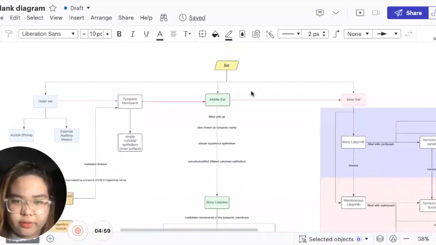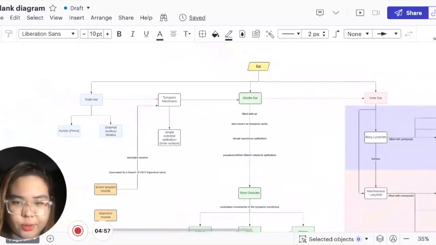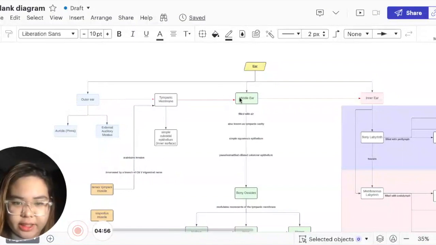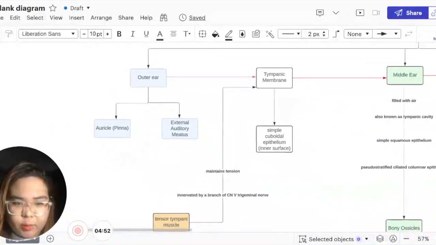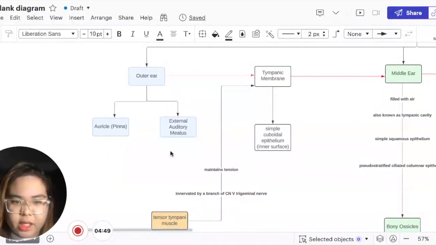Here's an overview of the histology of the ear. So we can divide the ear into outer ear, middle ear, and inner ear. So the outer ear is composed of the auricle or pinna, and the external auditory meatus.